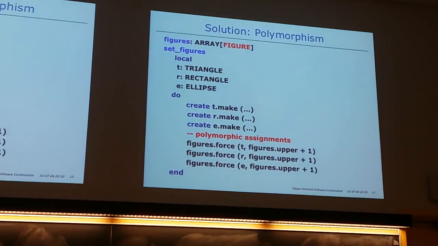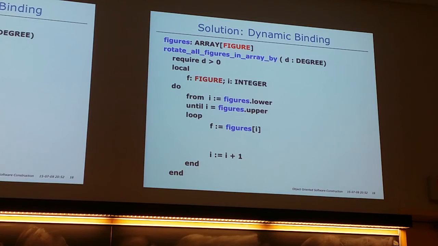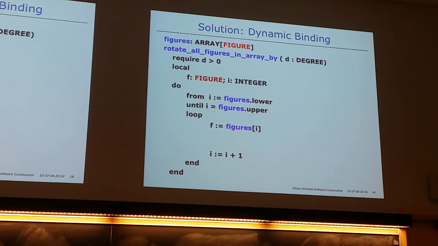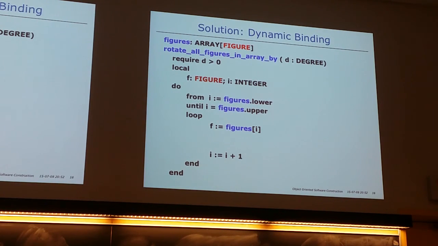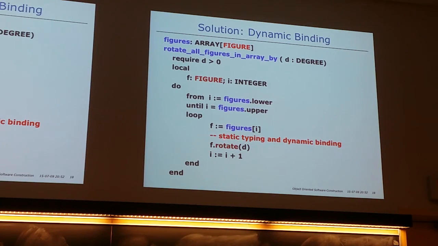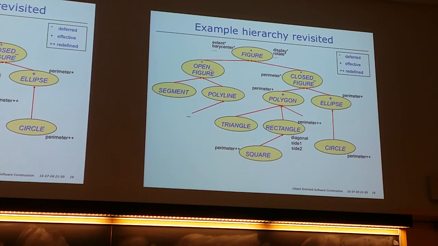So we have polymorphic assignment here, so make sure you know how to use force. And then we have dynamic binding. Whenever we get some figure back from the figures array, we can simply call the rotate feature. Now this F here, the base type is simply figure, but the dynamic type can be square, circle, or any other kind of figure that's defined. How rotate is going to behave depends on the current binding, the current shape of the figure. Okay, so that's the dynamic binding here.